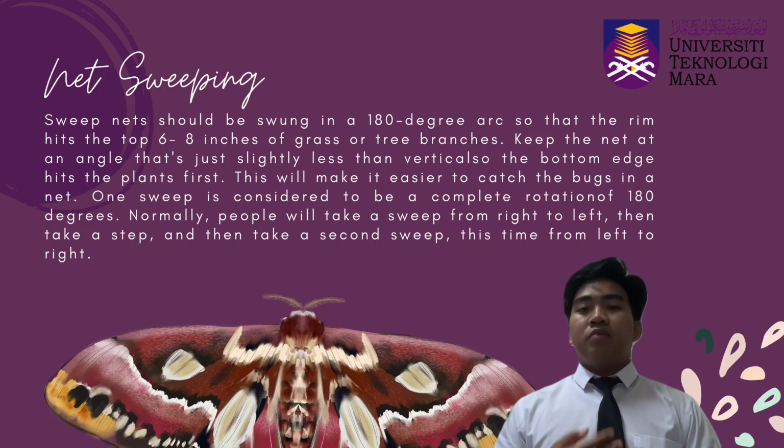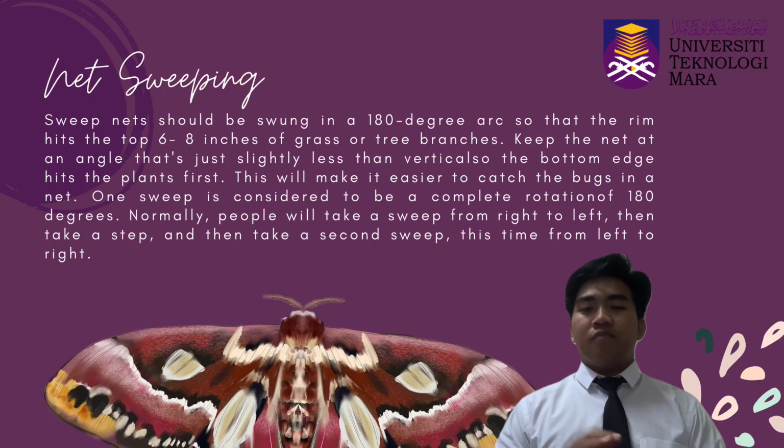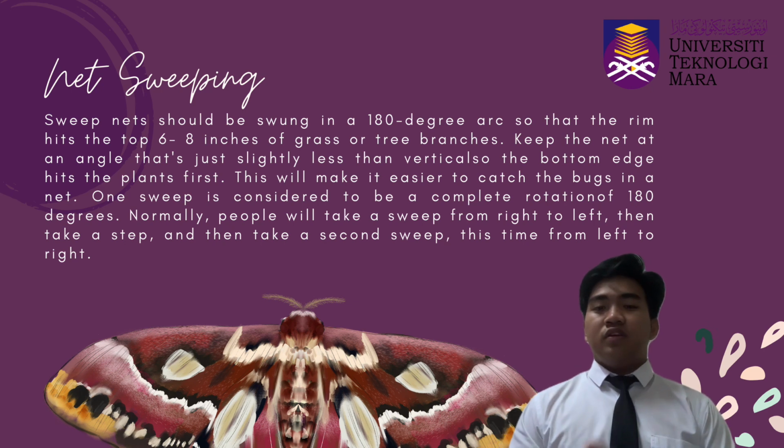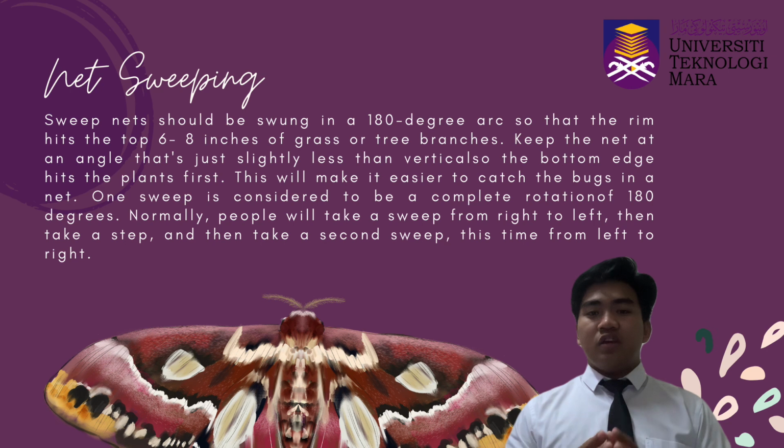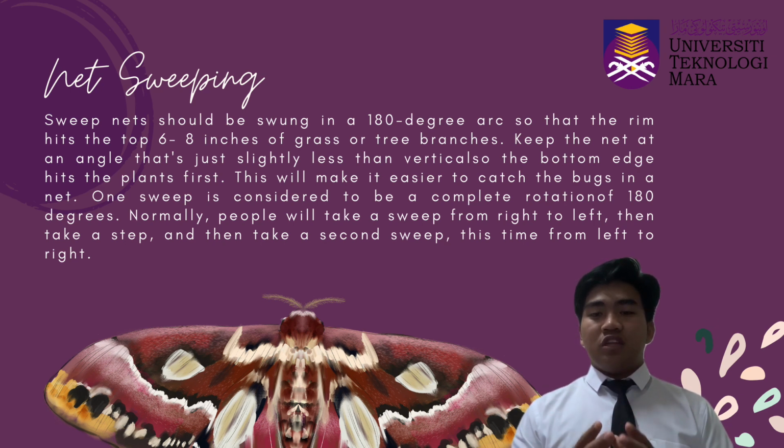Okay, so the method used for this sampling is net sampling. During the sampling, the net will be used to catch the moth, and after the moth is caught, it will be put in a beaker containing ethyl acetate. This will make the moth faint and eventually die. Then the moth will proceed to species identification by referring to journals or any reliable source.